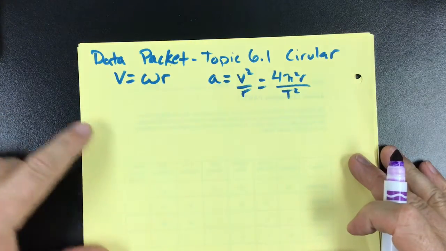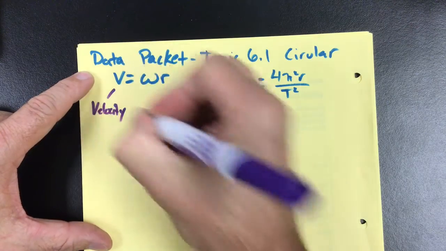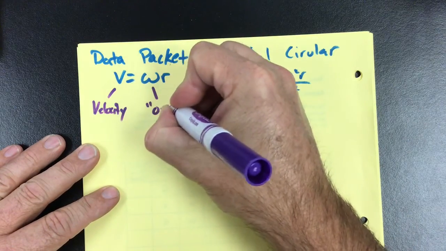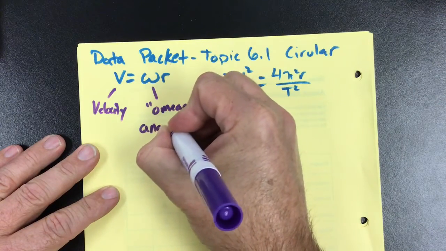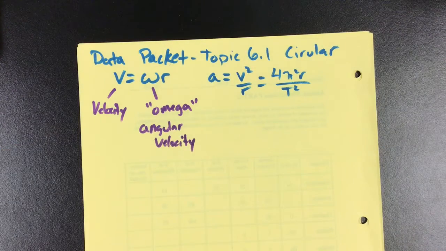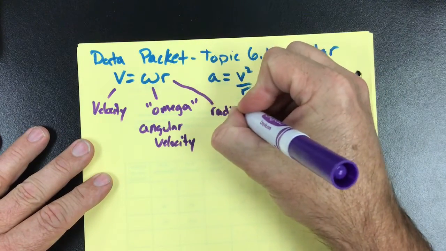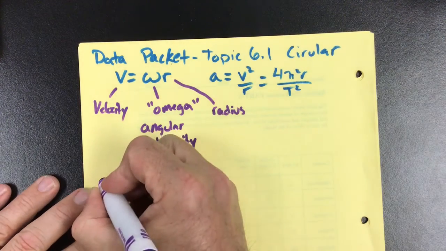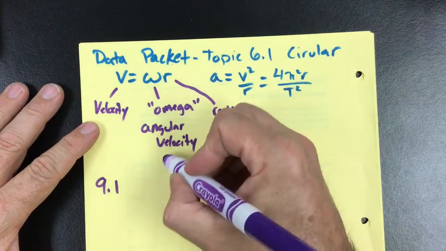In topic 6.1, we have this, of course, is still velocity, but v is for velocity. That's a lowercase v after our last unit. And this ω is omega. And omega is our angular velocity. This is telling us how fast something is going around in a circle. And then, of course, r is still radius. Okay, so radius. In our new topic, topic 9.1, we're going to introduce a better idea of what angular velocity is.